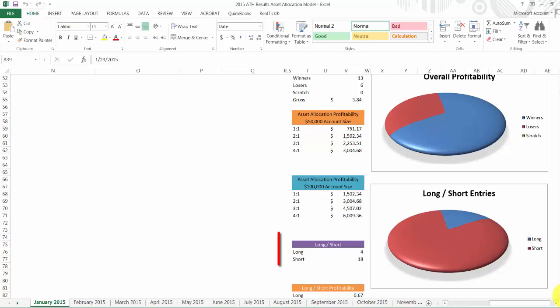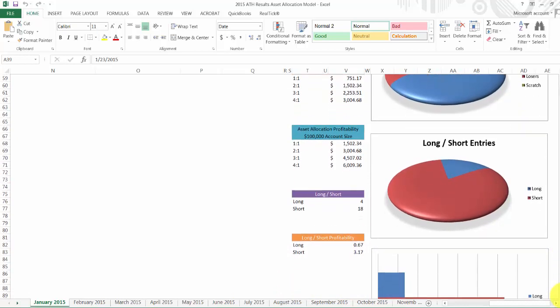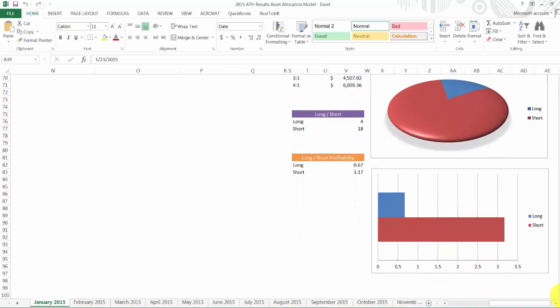We also have an analysis of how many long entries there were versus how many short entries we had for the month. We see there were far more shorts, 18 shorts versus 4 longs. What does that represent in terms of profitability? Once again, we see that the short side profitability far outweighs the long side profitability for the month, and that tells me again that there was no selection bias in this. We know that the shorts were favored in the trading plan for the month, and what we don't want to see here is that very few long trades represent as much in profitability as a bunch of short trades.